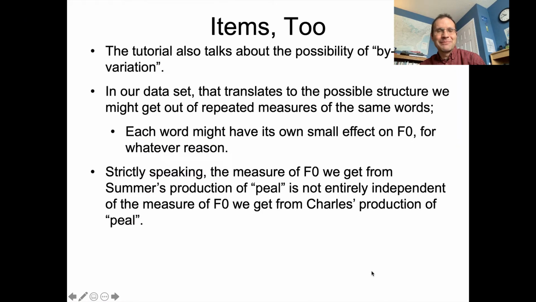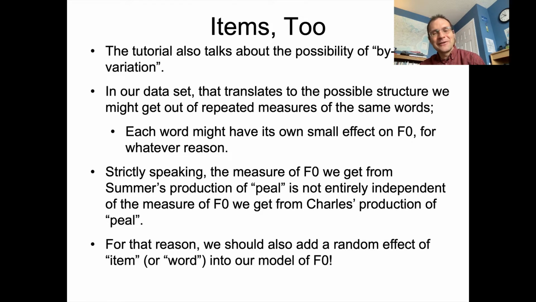So the lack of independence comes from the fact that we're repeating the words over 2 different subjects, right? So there might be something special about the word peel, which we have to factor into what we can expect its F0 to be. Sorry about that. I get confused about this often myself. And so for that reason, we should also add a random effect of item or word into our model of F0.